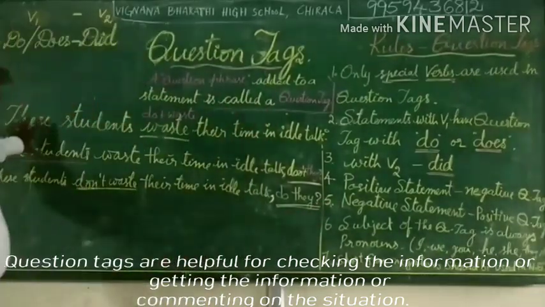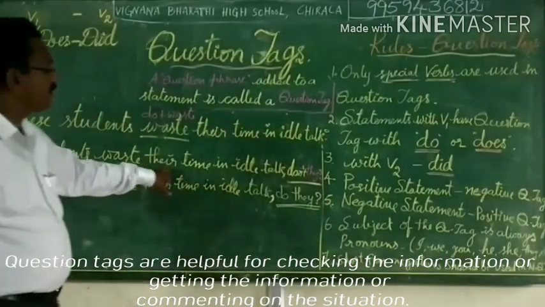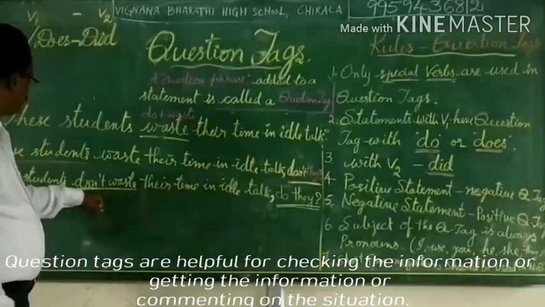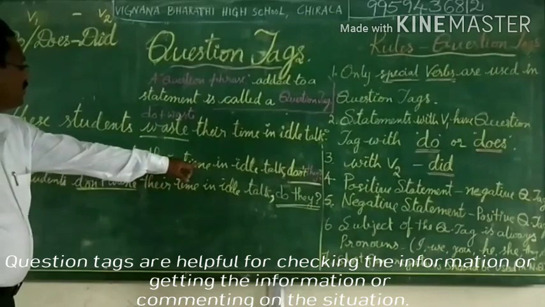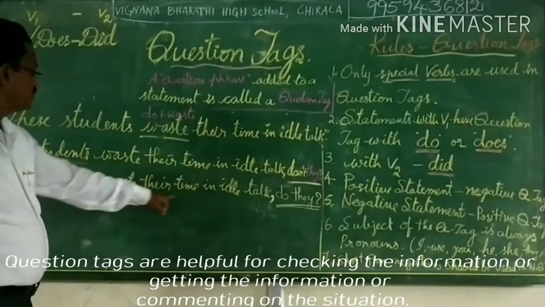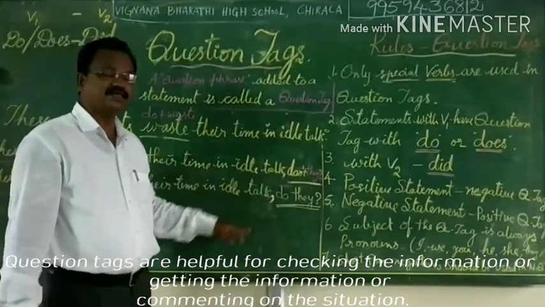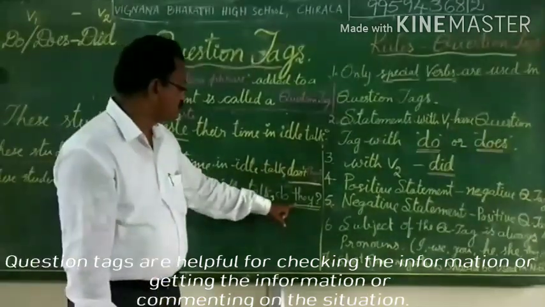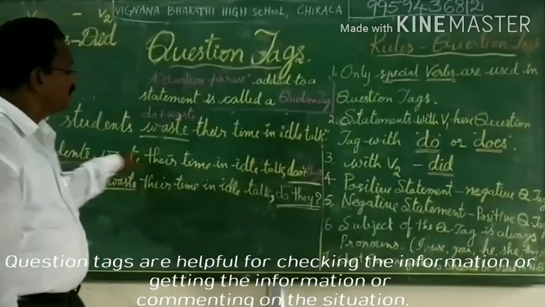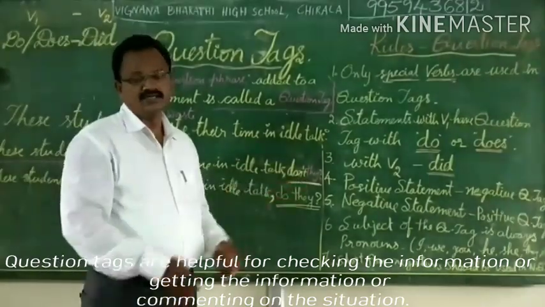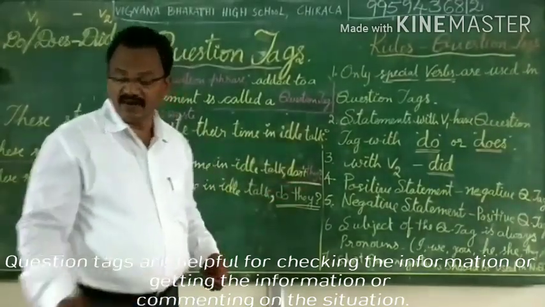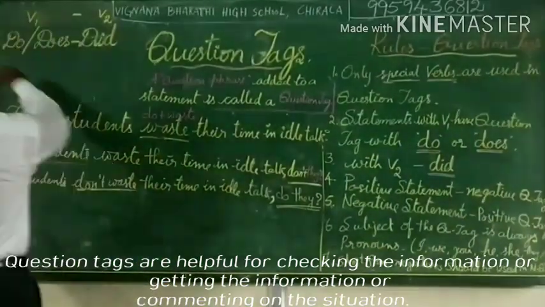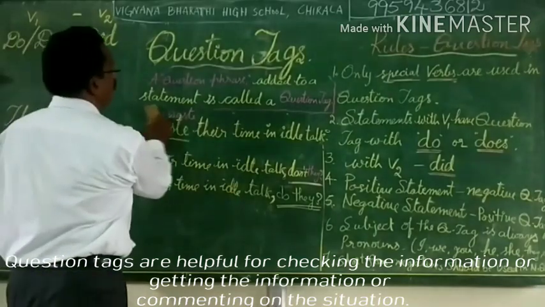So, for the same sentence, positive statement, negative question tag. The statement is in negative. The students waste their time is positive. The students do not waste their time in idle talk is a negative statement. For this negative statement, positive question tag. Positive statement, negative question tag. So under this, we need to take one another sentence, which comes under verb 1 with the do form.